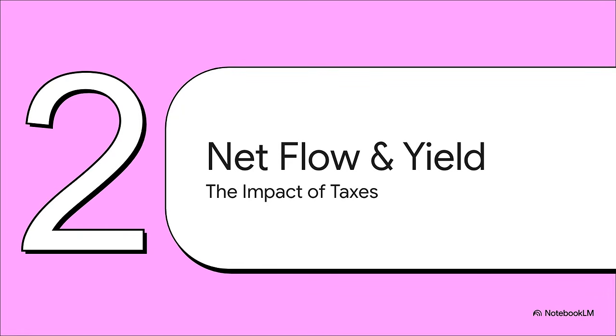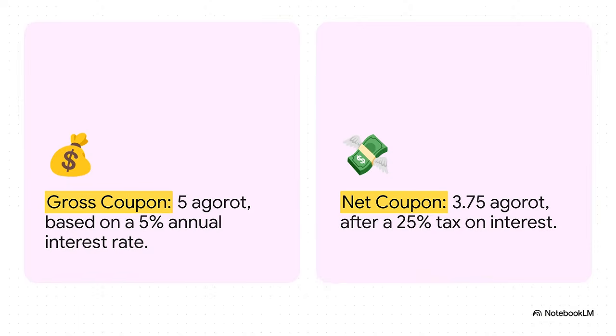All right, that was the world before reality hits. Now let's bring in something every single investor has to deal with, taxes. You're going to see how this one little thing completely changes the math. And yeah, the hit from taxes is instant. We're just going to assume a 25% tax on that interest. So that nice 5 agorot gross coupon, poof, it gets a haircut, and the actual cash that lands in your account, the net coupon, is only 3.75 agorot.